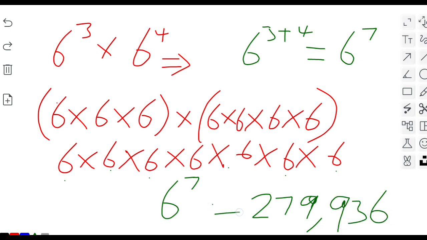And 6 raised to the power of 7 is going to be 279,936. Now, this expression is regarded as the index form or index notation, and this answer here is regarded as the expanded form, of which you have to express what 6 raised to the power of 7 is.